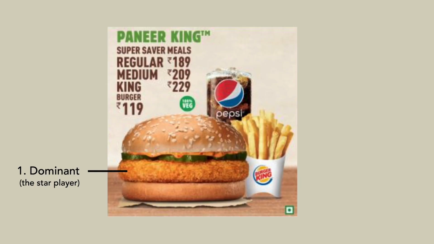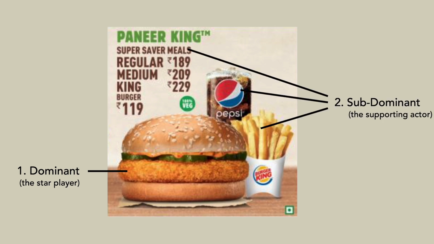Now, there are three stages to this emphasis party. First, dominant, the star player. This is your main focus, like burgers in the Burger King example, given the most visual weight and usually upfront. Subdominant, the supporting actor. These are the secondary elements like background details adding to the overall story. Third one is subordinate, the background crew. The least visually heavy, usually in the background, completing the scene.